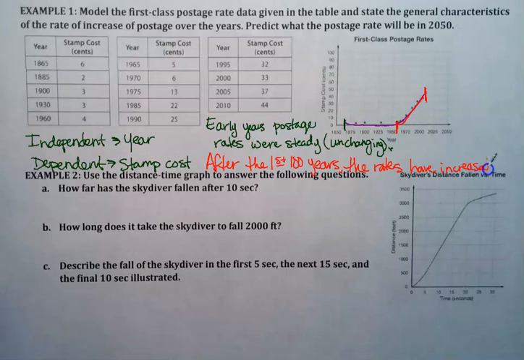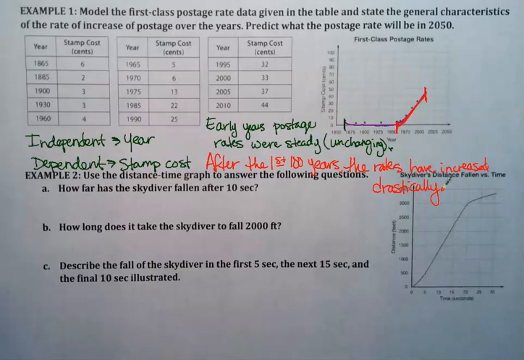Is it a little bit? Is it a lot? Is it dramatic? However you want to describe it, do you think that's a little increase? Has it been a drastic increase? It's pretty drastic, right? So after the first 100 years, the rates have increased drastically. All right, good.